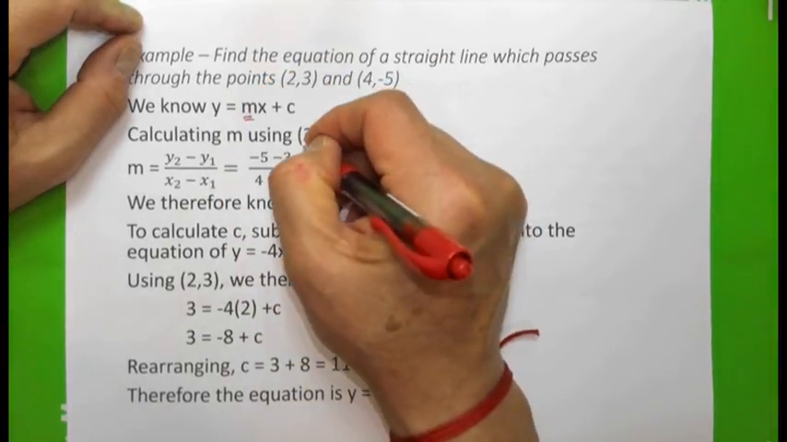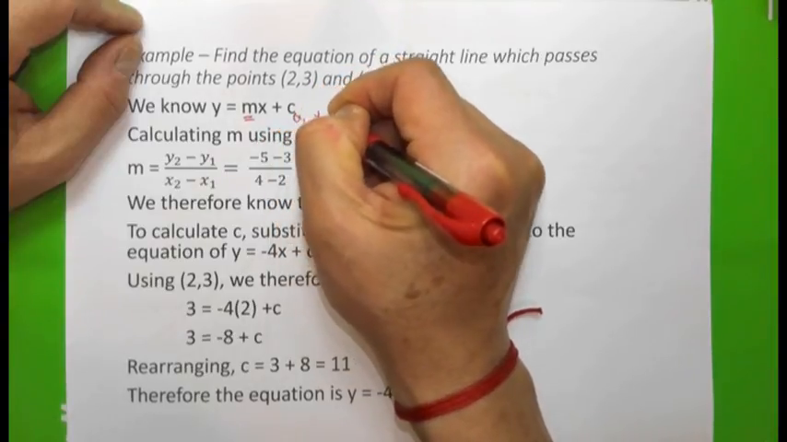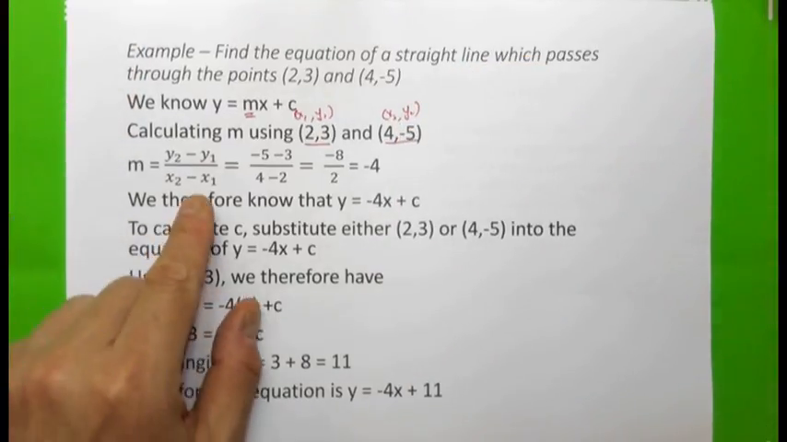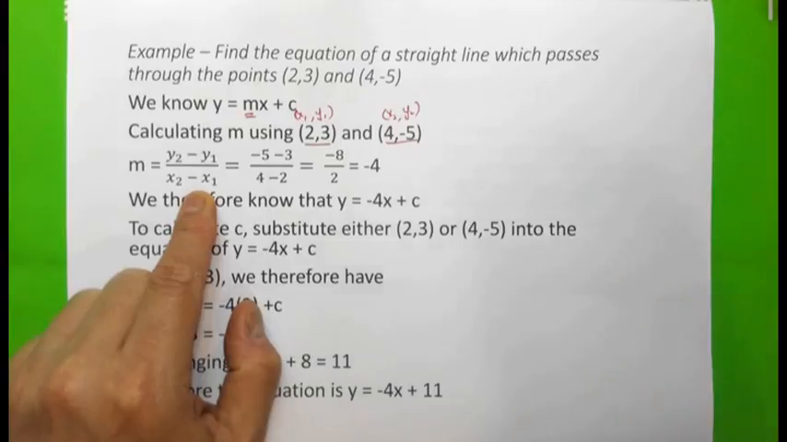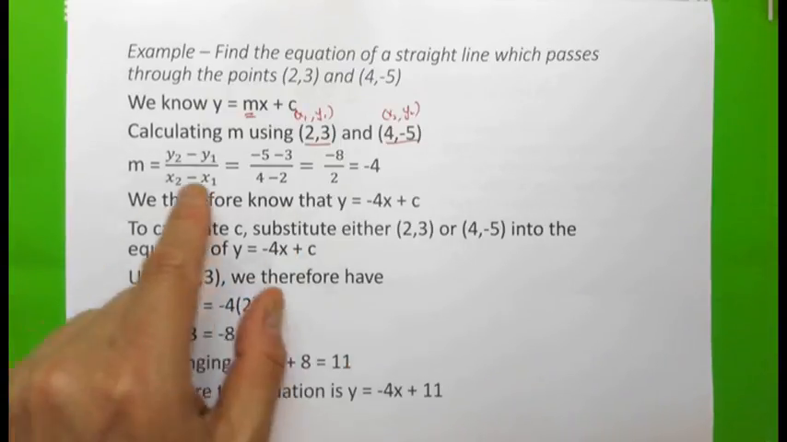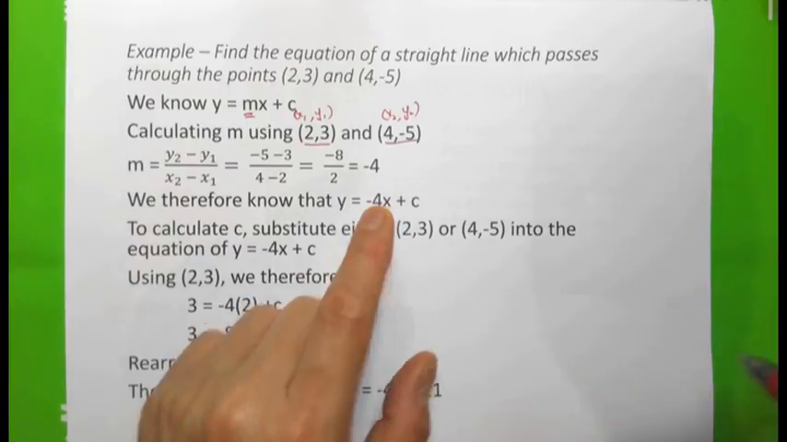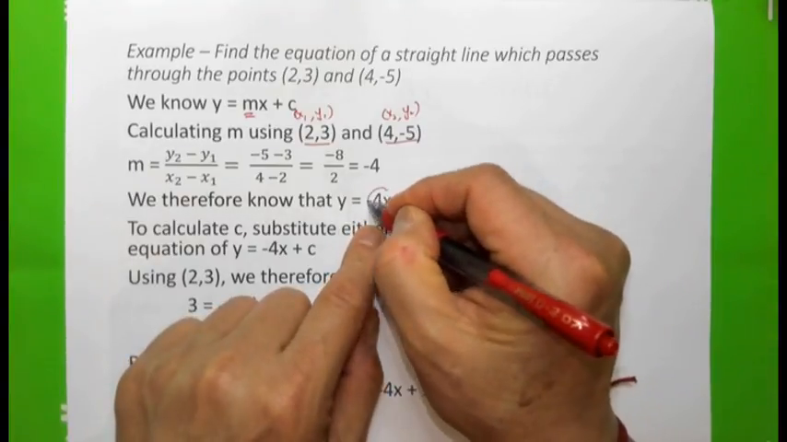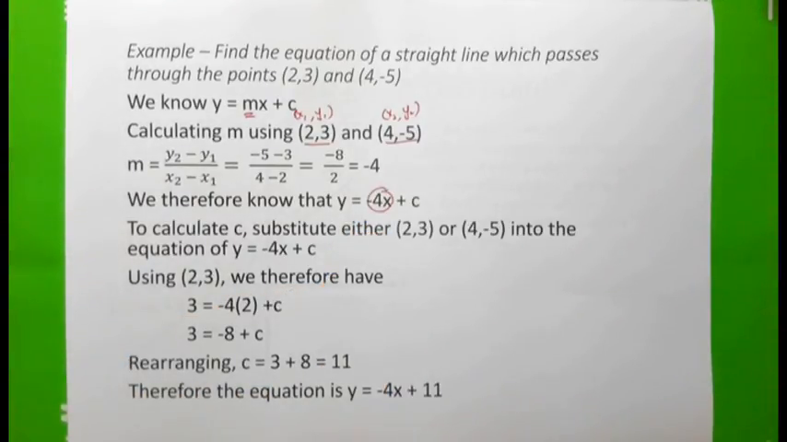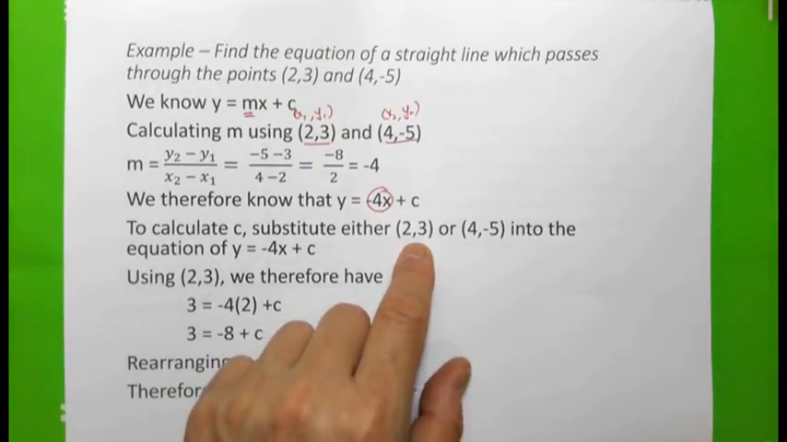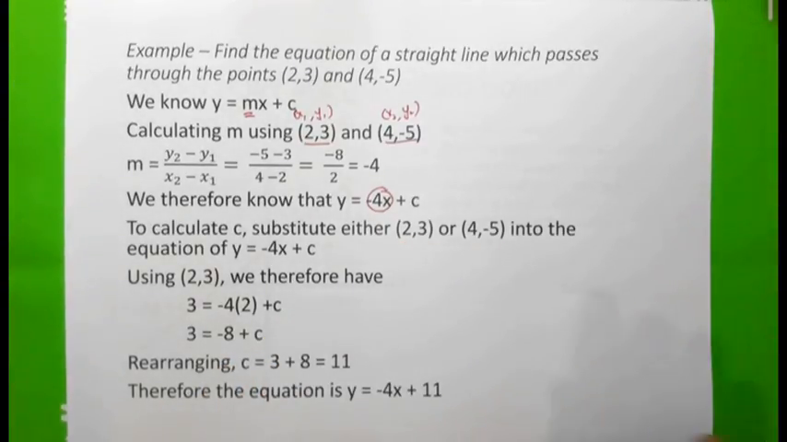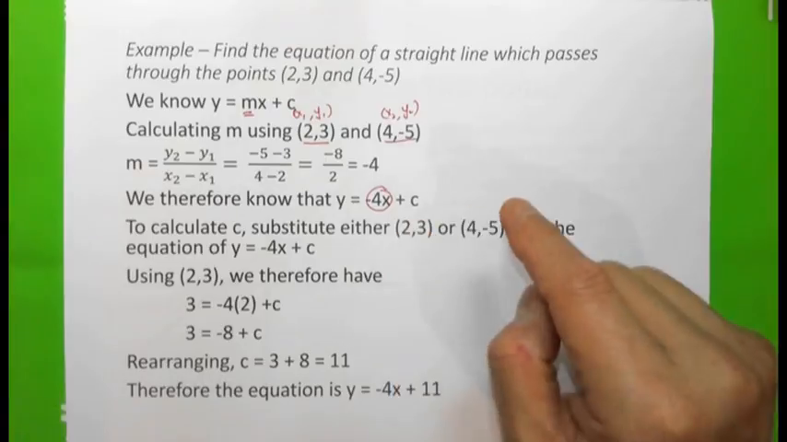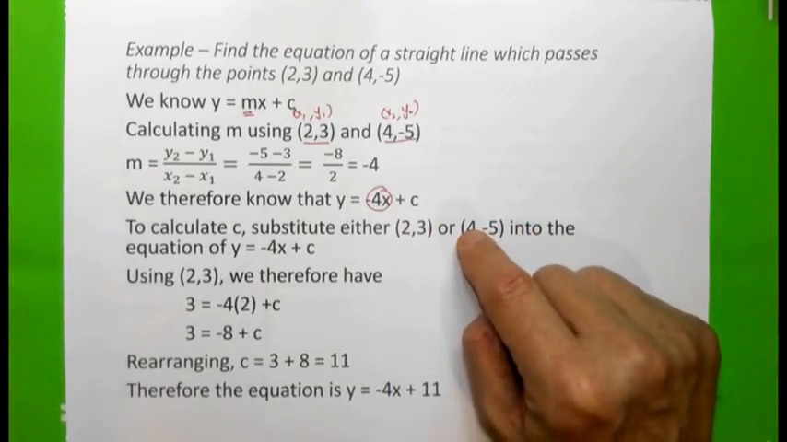Calculate m using this, let's say (x1, y1), and this point (x2, y2). Now, substituting into the equation for m, we can work out that the gradient is minus 4. So, we can substitute m equals minus 4 into that equation, and that will give us this. To calculate c, we either use the point (2, 3) or (4, minus 5). We know that when x is 2, y is 3, or when x is 4, y is minus 5.